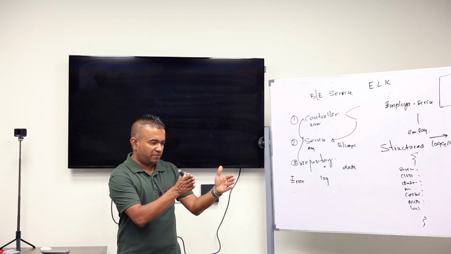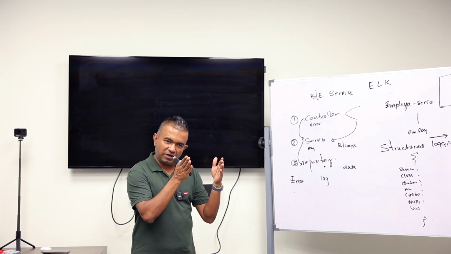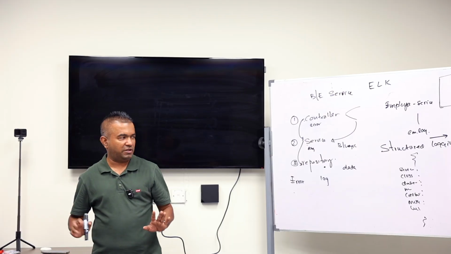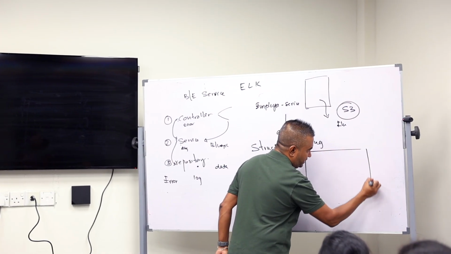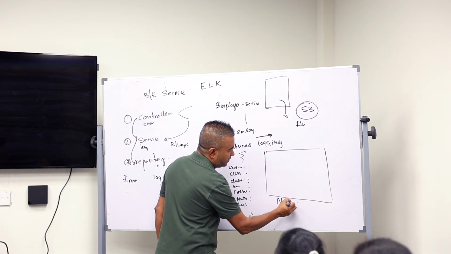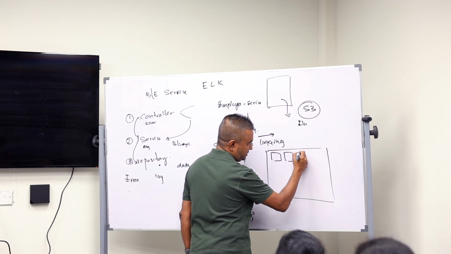You can tell it, okay, when the file reaches 1 MB, push it, or every 1 minute, push it. You can set the rules. But at the end of the day, in a Kubernetes type of architecture, we have a node. A node is a physical one, and physical means it is a fixed one.